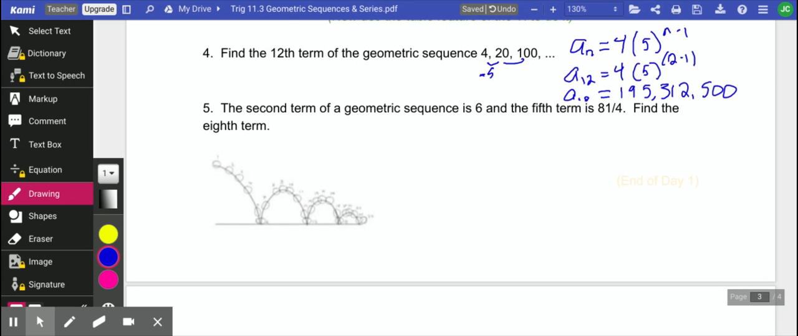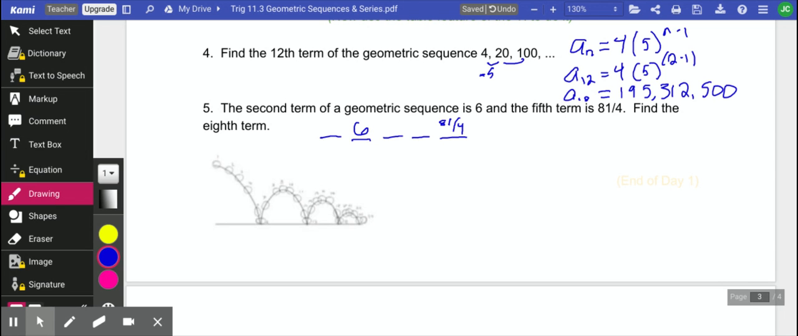Okay, the second term of a geometric sequence is 6, and the fifth term is 81/4. Find the 8th term. Okay, so we don't know the first term. We know that the second term is 6, and the fifth term is 81/4.